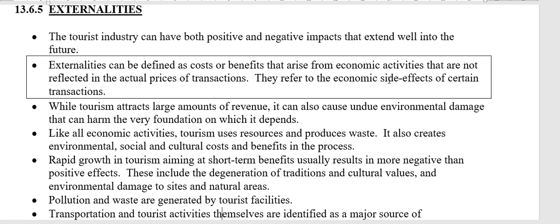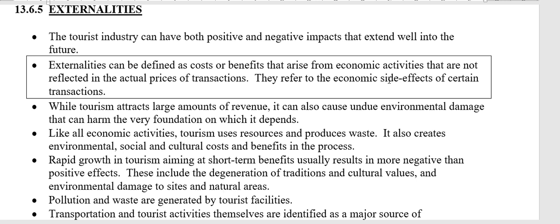So how does the tourist industry create externalities? Now what is very important here is that the tourist industries can have both positive and negative externalities, now and into the future. And there's your definition. Externalities are costs or benefits that arise from economic activities that are not reflected in the actual prices of transactions. That is what we focused on in chapter 8.